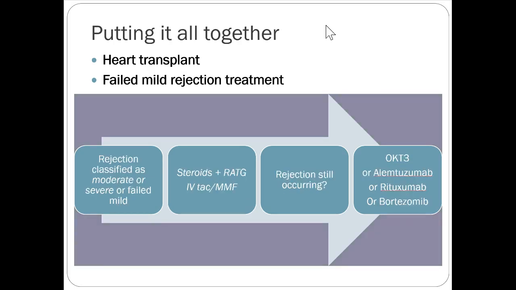which is going to be steroids plus something else. So usually you can give rabbit antithymocyte globulin, you can boost somebody's tacrolimus or mycophenolate IV. Tacrolimus and mycophenolate both come as IV products, so you can give somebody some of that to increase their serum concentrations briefly. Rejection still occurring, we're going to use some of those big guns we talked about, either alemtuzumab, rituximab, OKT3, bortezomib possibly too. Those are a number of different options we have.